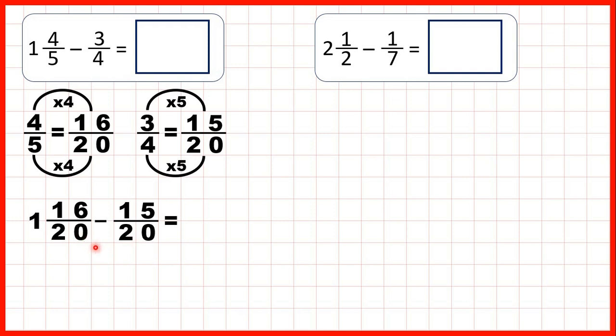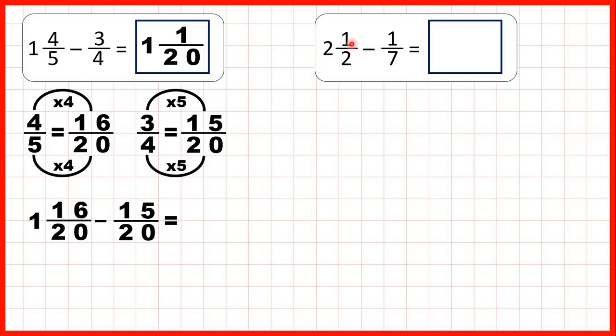Now we see if we can subtract our fractions first. So 16/20 minus 15/20 is 1/20, because the denominator stays the same and 16 minus 15 is 1. But we have one whole in our question, and we're not taking any wholes away, so we still have one whole in our answer, so that's 1 1/20.